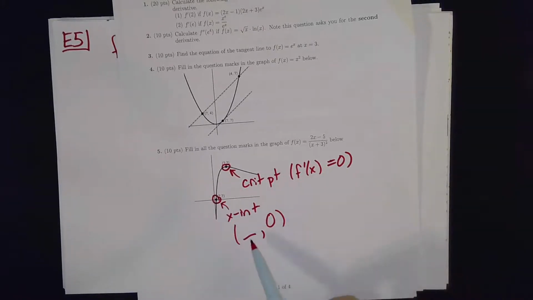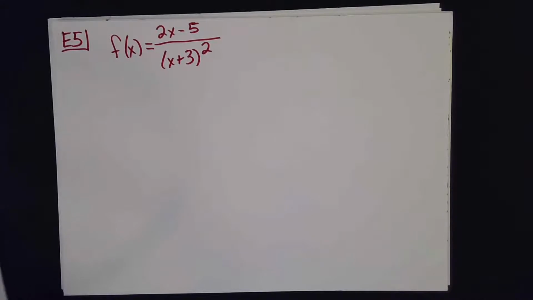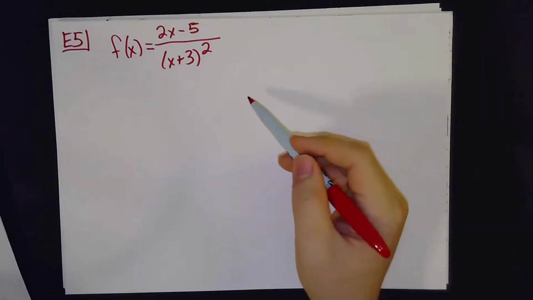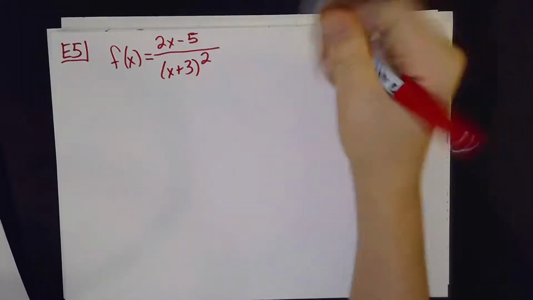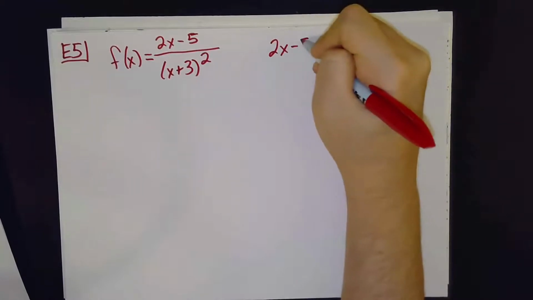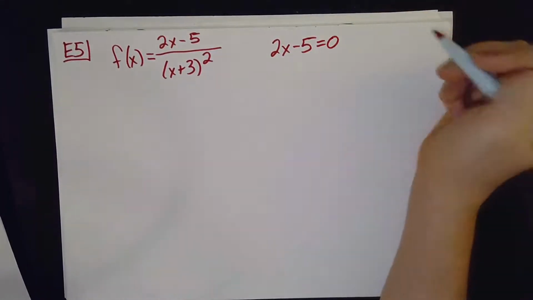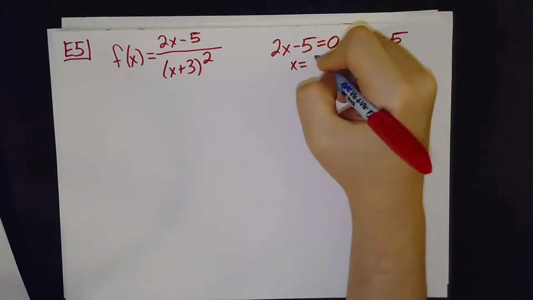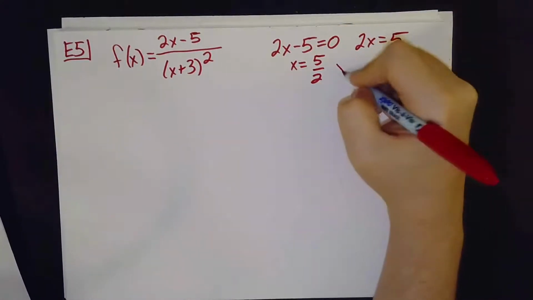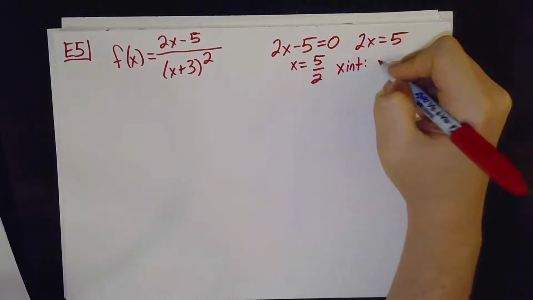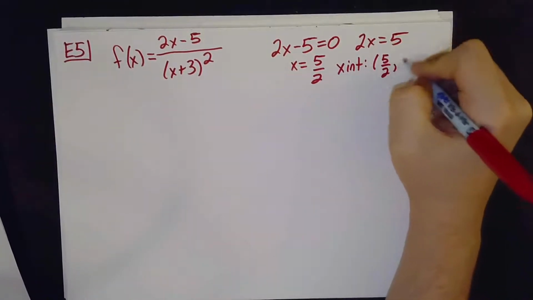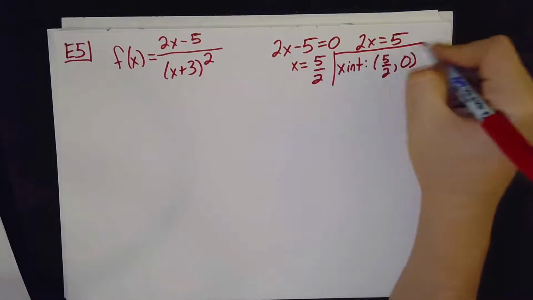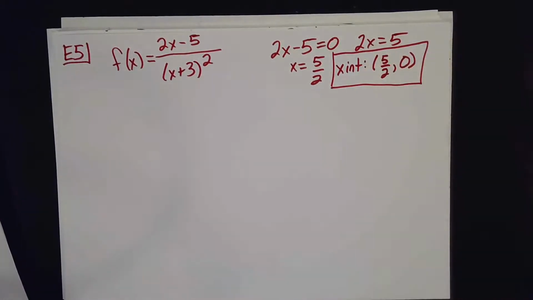So let's first find the x-intercept. The x-intercept is going to happen when the function is equal to 0. That is when 2x minus 5 is equal to 0. To say when 2x is 5, to say when x is 5 halves. So the x-int here is 5 halves, comma 0. Going all the way back to week 1.